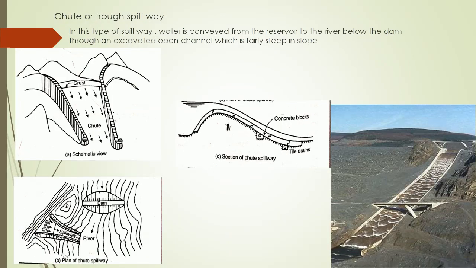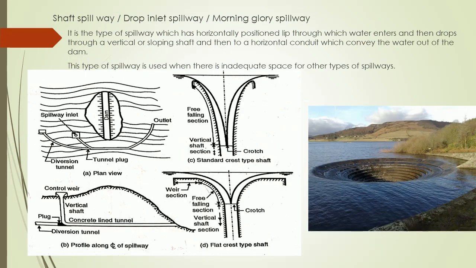Diagrams shown here are of a chute or trough spillway. In this type of spillway, water is conveyed from the reservoir to the river below the dam through an excavated open channel which is fairly steep in slope. Next type of spillway is shaft spillway, or drop inlet spillway, or morning glory spillway. It has a horizontally positioned lip through which water enters and then drops through a vertical or sloping shaft, and then to a horizontal conduit, which conveys the water out of the dam. This type of spillway is used when there is inadequate space for other types of spillways.